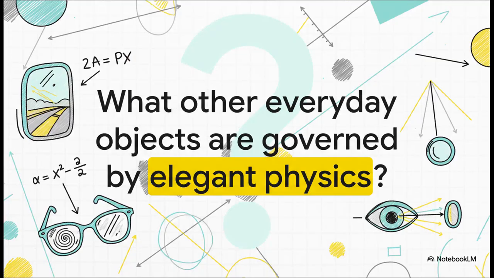So there you have it. From seeing a bus in a tiny car mirror to the glasses sitting on your face, it all comes down to the same elegant math. We've just decoded the physics of seeing. And it kind of makes you wonder, right? What other everyday things are secretly being run by a simple, beautiful little equation?